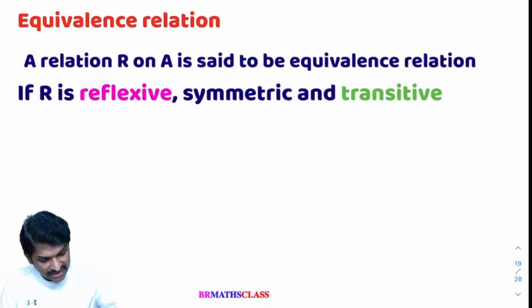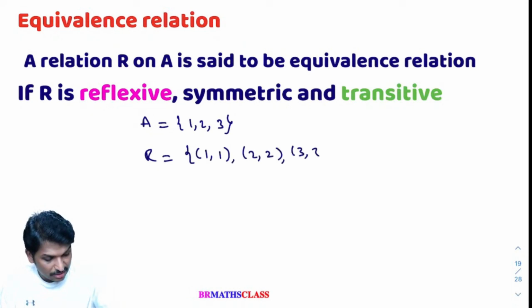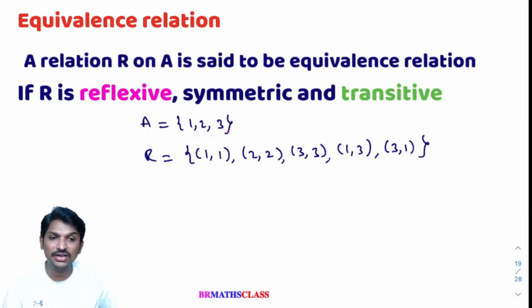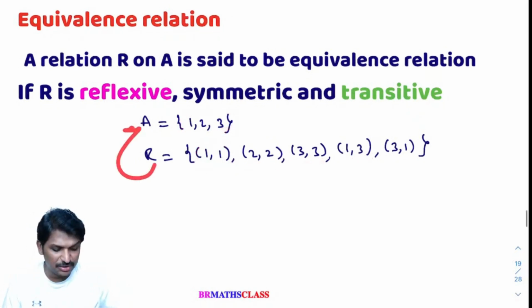To explain this, I'll take one example. I'll take set A as 1, 2, 3. Now I'll consider one relation here: 1 comma 1, 2 comma 2, 3 comma 3, 1 comma 3, 3 comma 1. First point, is it a relation on A? You can look here, I have taken all the elements from set A. Definitely this will be a relation on A.